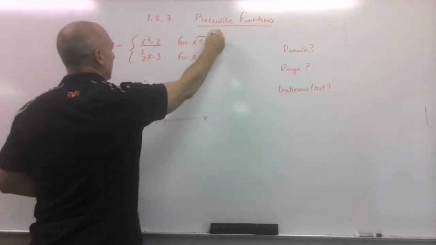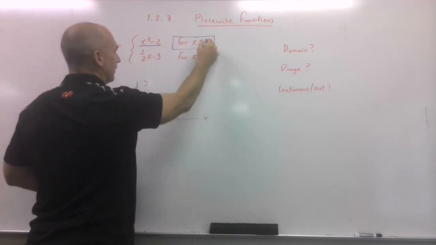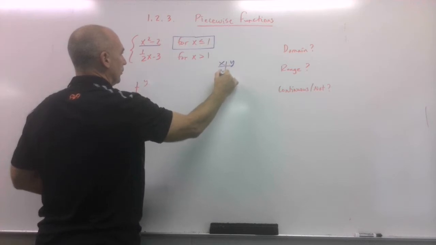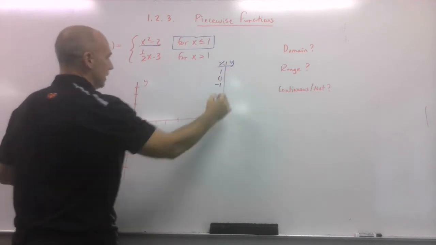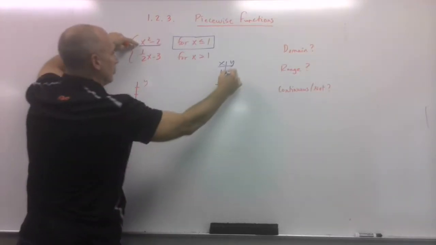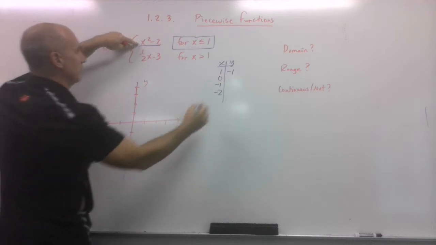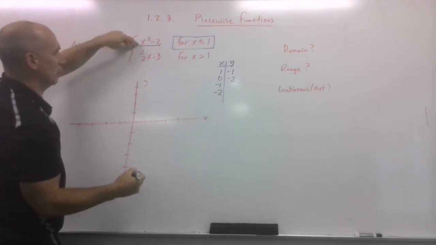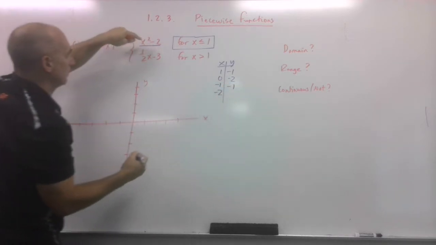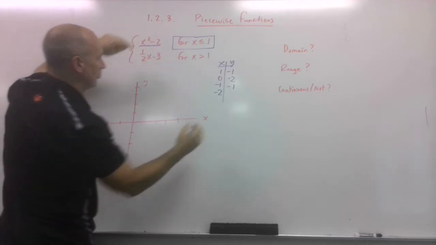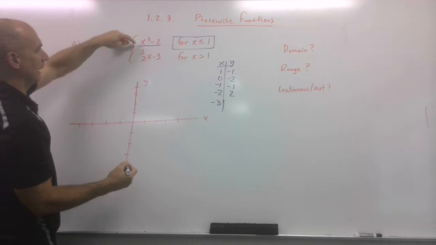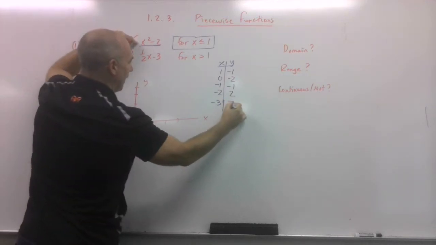But notice they're saying, hey, there's some limitations. X is less than or equal to 1. So if we went 1, 0, -1, -2 maybe, and plug some of those in, 1 squared is 1, minus 2 is -1. 0 squared is 0, minus 2 is -2. -1 squared is 1, minus 2 is -1. -2 squared is 4. 4 minus 2 is 2. And I'm going to go ahead and go down to -3 so you can see it. -3 squared is 9. 9 minus 2 is 7.